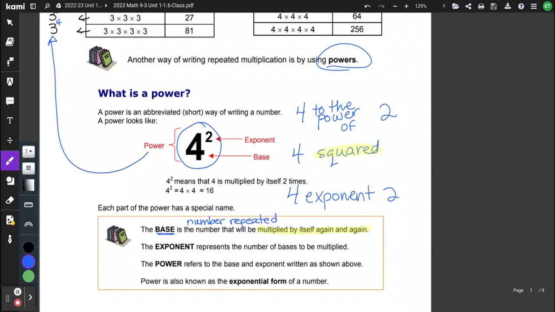Now, the exponent tells you how many of those base numbers to use. So it's actually got a job. It's like, hey, number 4, multiply yourself twice. That 2 is telling the 4 something to do. So that exponent represents the number of times we multiply the big base number. And the power is known as exponential form. That means we're writing it in short form. If we wanted expanded form, or repeated multiplication, that's what that would be called. Expanded form is the repeated multiplication.